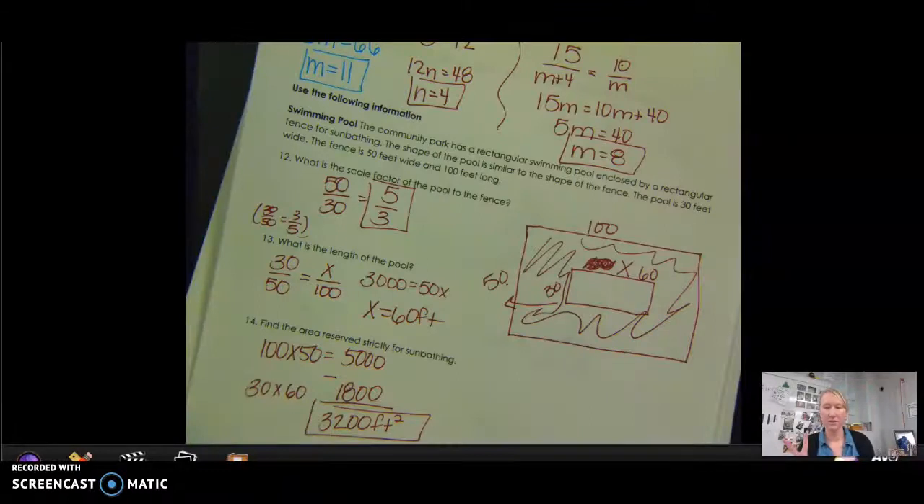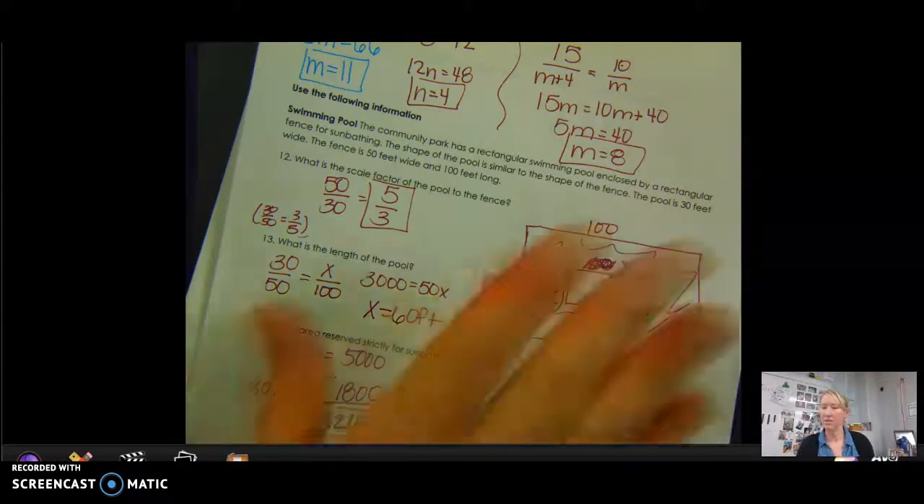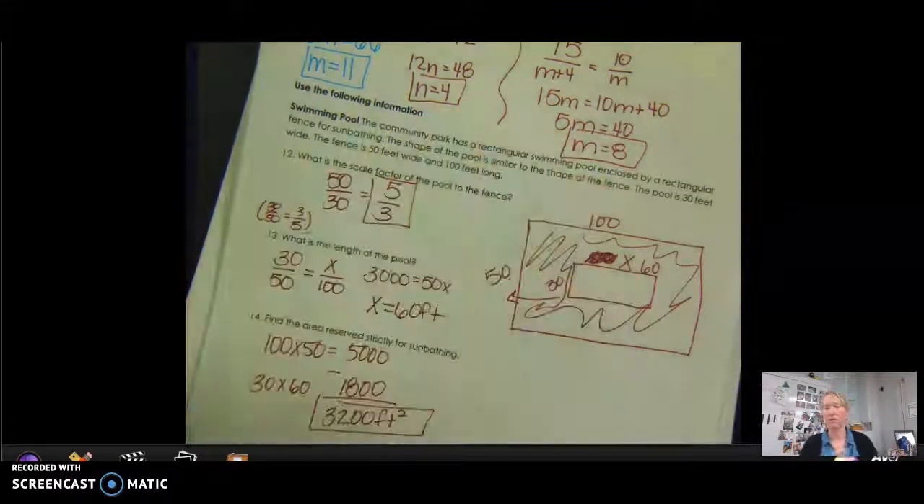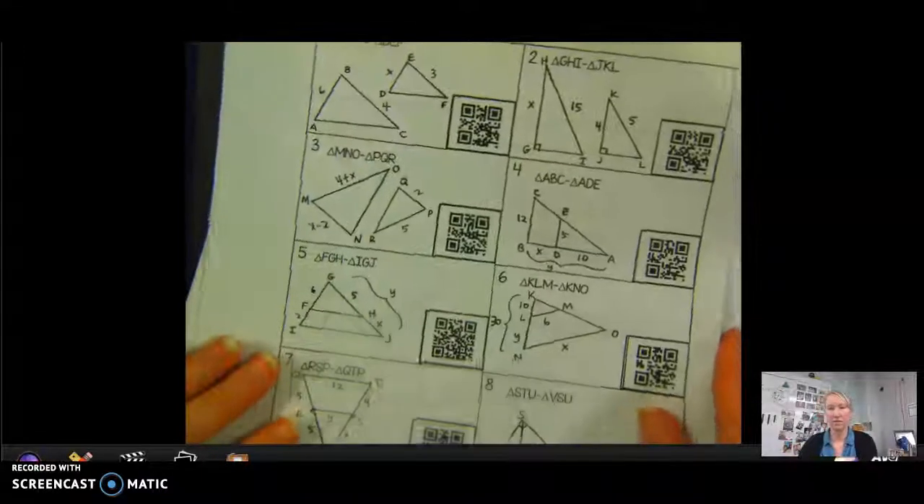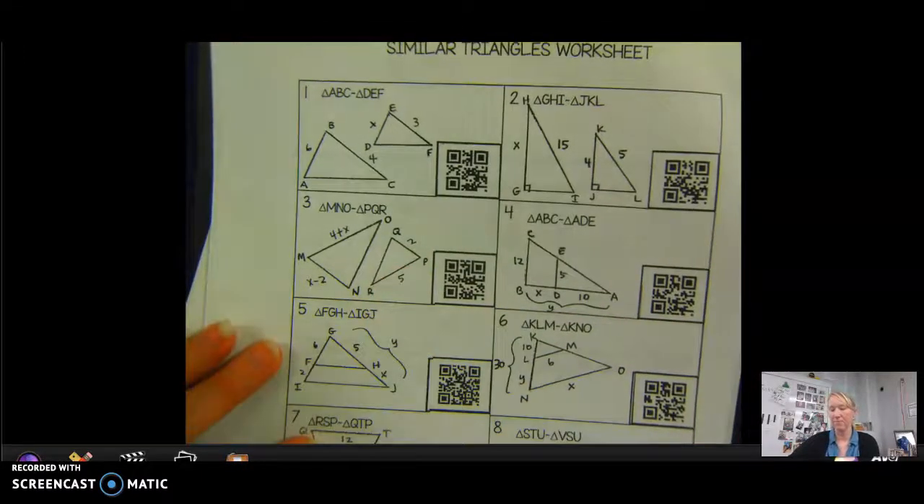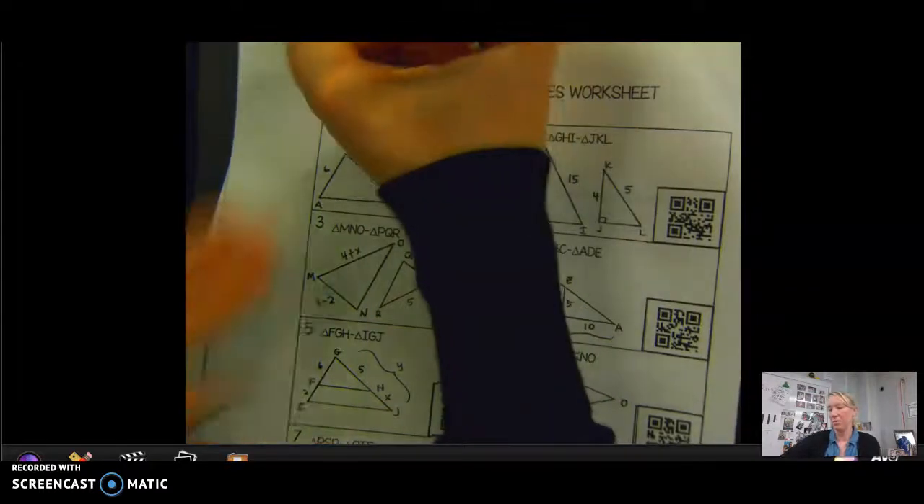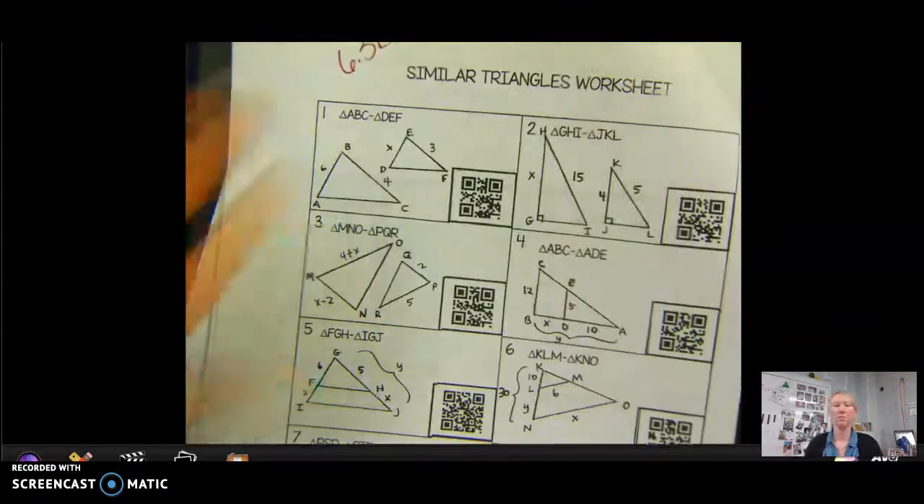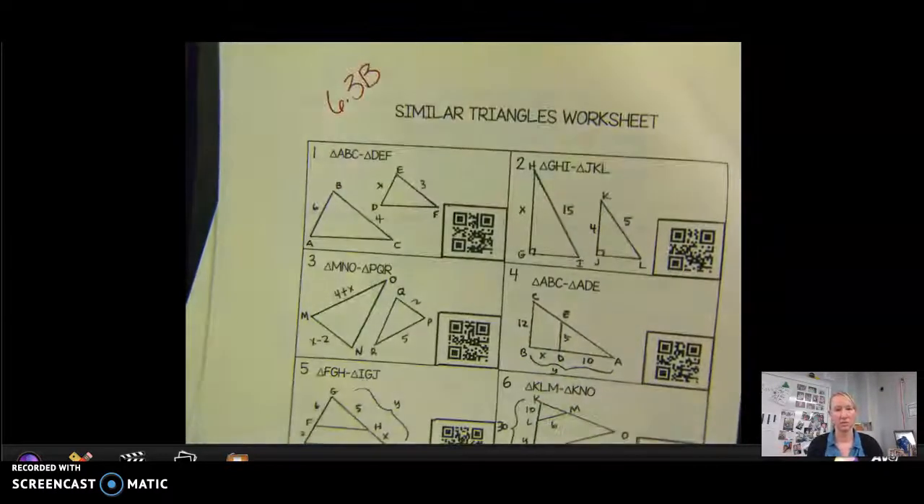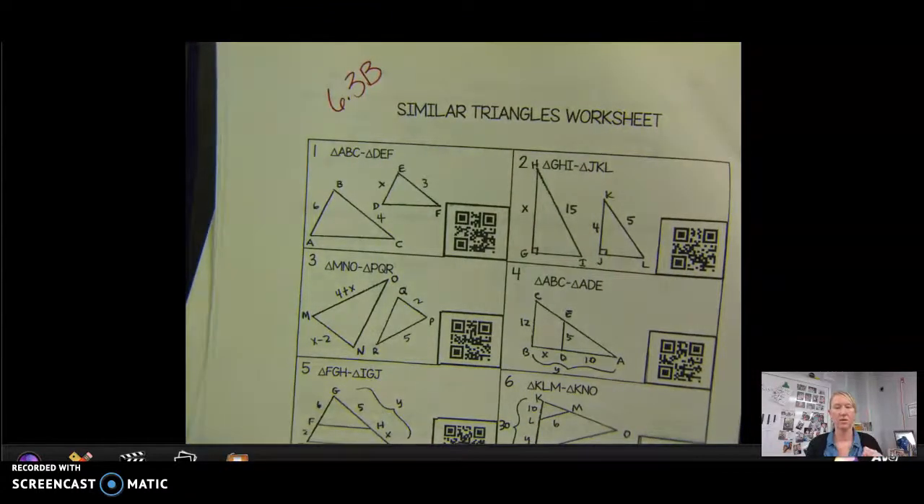Okay, you're going to have two things for homework. You're going to have the 6.3 Schoology assignment that will go with this, and then in your supplemental packet, I want for you to complete this guy, and then I want you to complete this and then put the answers into Schoology. Okay, so two things before you go on to 6.4.